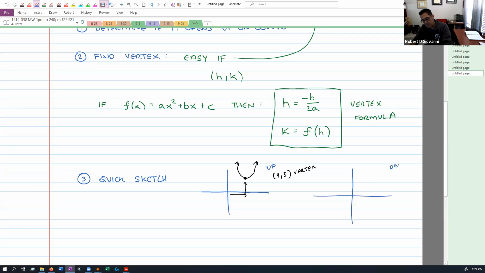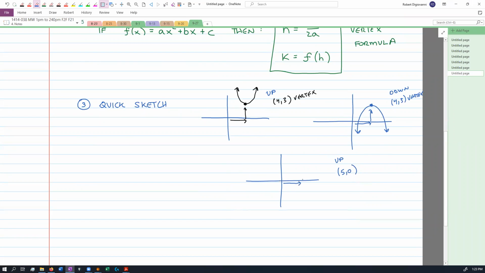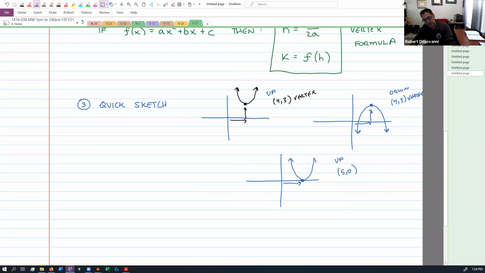Here's another scenario. What if it opens down and my vertex was the point 4, 3? Well, same thing. I go to the right 4, I go up 3, I just draw a point, but now I know it opens down, right? So in this case, I would go look for the X-intercepts because I know I have 2 of them. So I want to go try and find them. Another scenario: what if it opens up and we get a vertex of 5, 0? Well, that means we go to the right 5 and draw a point, and it opens up, right? We only have 1 X-intercept, don't we? But it actually is the vertex. The vertex is also our X-intercept. So really, this is a way of cutting down on time. We do our quick sketch to determine the number of X-intercepts we have.